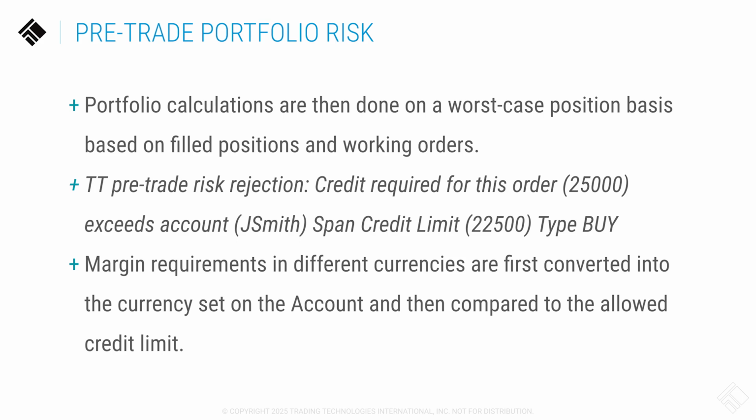Each new order is checked as part of the portfolio calculation during pre-trade risk, and if it is determined that the order has the potential to exceed the allowed credit, it will automatically be rejected. The rejection message includes the details, including the calculated margin requirement, the available balance on the account, and the type of portfolio check which exceeded the worst case margin. So, for example, as we can see here, TT pre-trade risk rejection: credit required for this order, 25,000, for account J Smith, exceeds account J Smith SPAN credit limit, 22,500, and the type of order was buy.